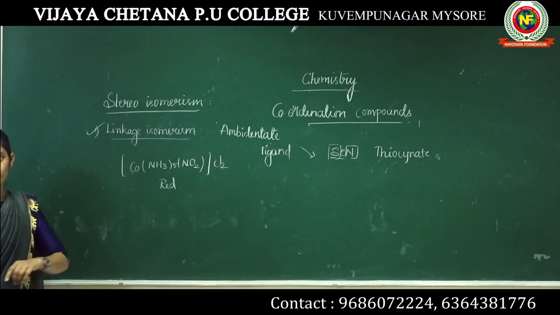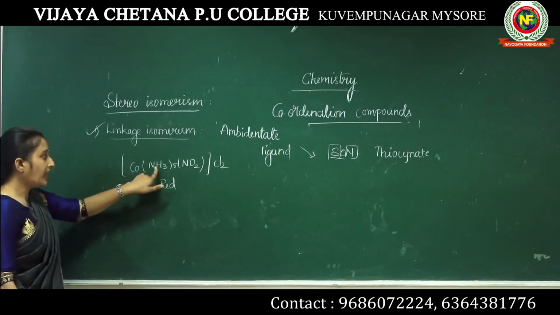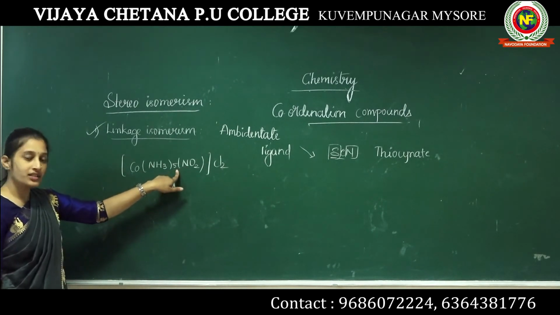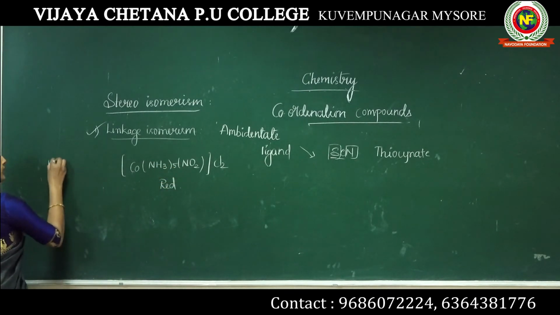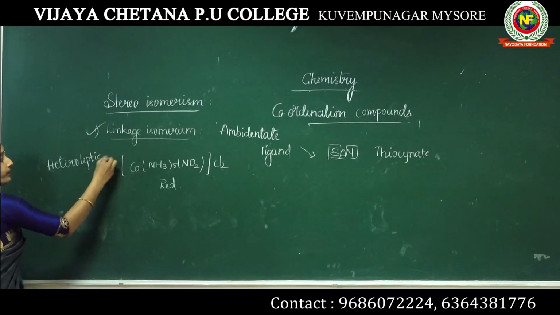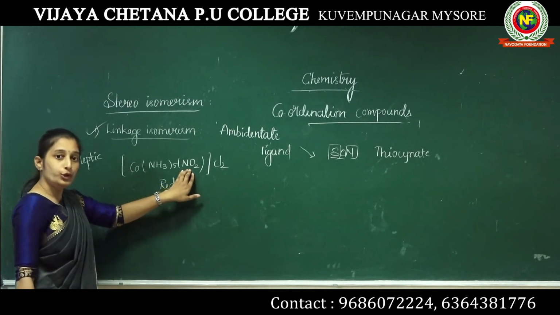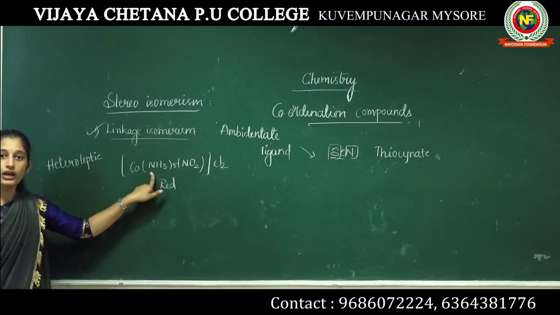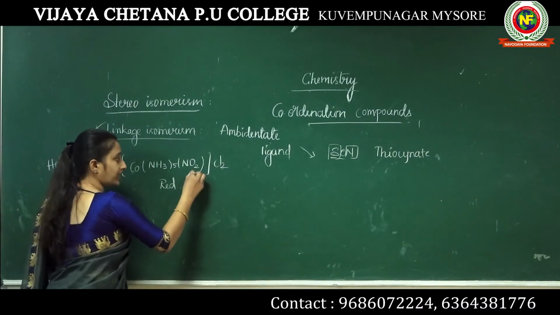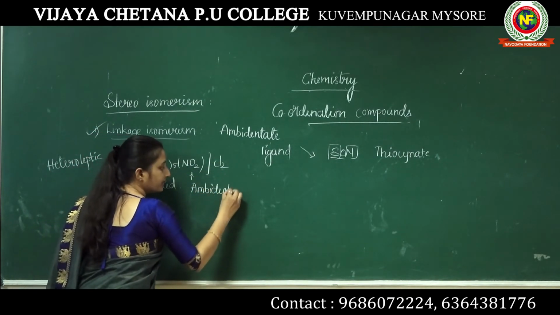In which compounds ambidentate ligands are present, there we can observe this linkage isomerism. Let me give one particular example. Cobalt, and it mainly contains 2 types of ligand. One is NH3 5 times and NO2. This is a heteroleptic complex. Hetero means different types of ligands are there. Here just observe NO2 and NH3. Ammonia is not an ambidentate ligand, it's a neutral ligand. But NO2 is an ambidentate ligand.